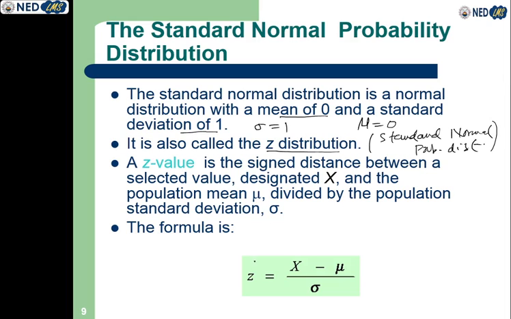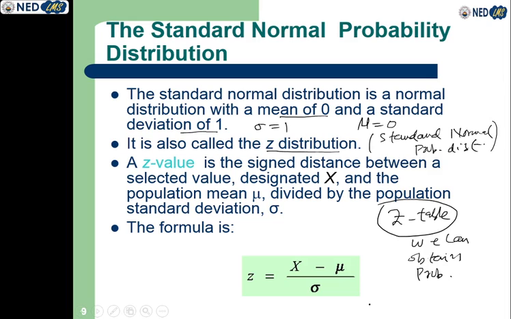Z values are assigned by help of a table. A Z table is also available, which is the standard normal distribution table, and by help of the Z table, students, we can obtain probability. So this is what we call the standard normal distribution.